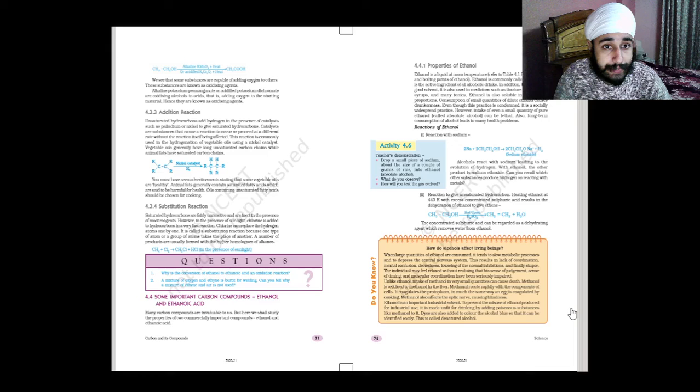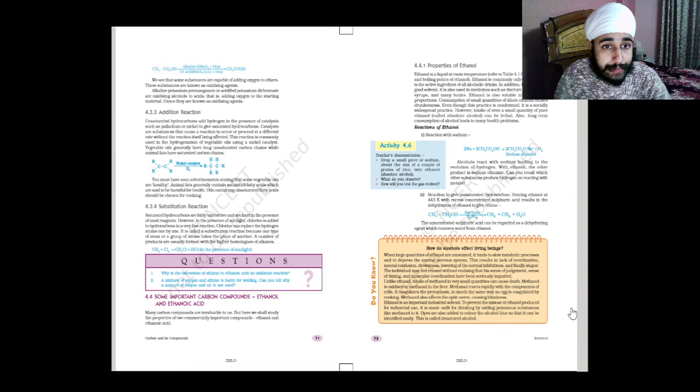So, reaction with the sodium. When the ethanol reacts with the sodium, it forms sodium ethoxide and leads to the evolution of hydrogen. And when ethanol reacts with an acid, it gives rise to the unsaturated hydrocarbon, that means ethene plus water. That is the dehydrating agent, which removes water from the ethanol.